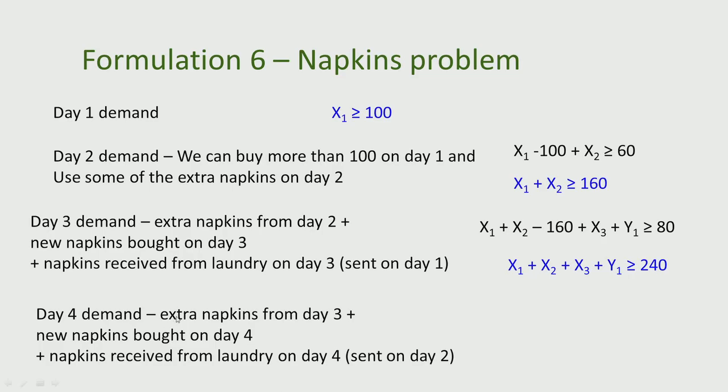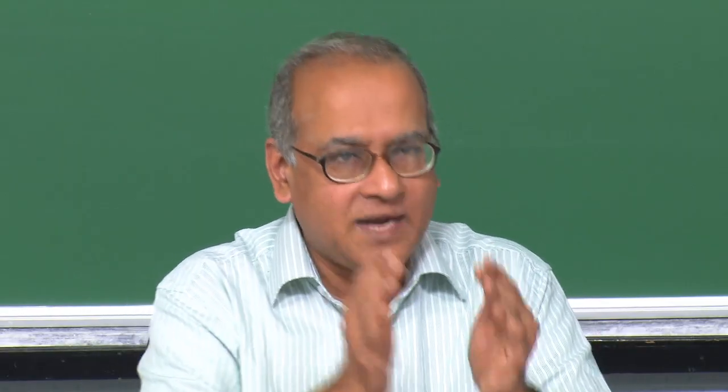So, I have written here day 4's demand can be met in 3 ways: extra napkins available for use at the end of day 3. Now, we do not really worry at this point whether they are new or they have come from the laundry. The inequality will tell us that these number are extra napkins. New napkins bought on day 4 and napkins that have come on day 4 morning or before the dinner, and these have been sent at the end of day 2.